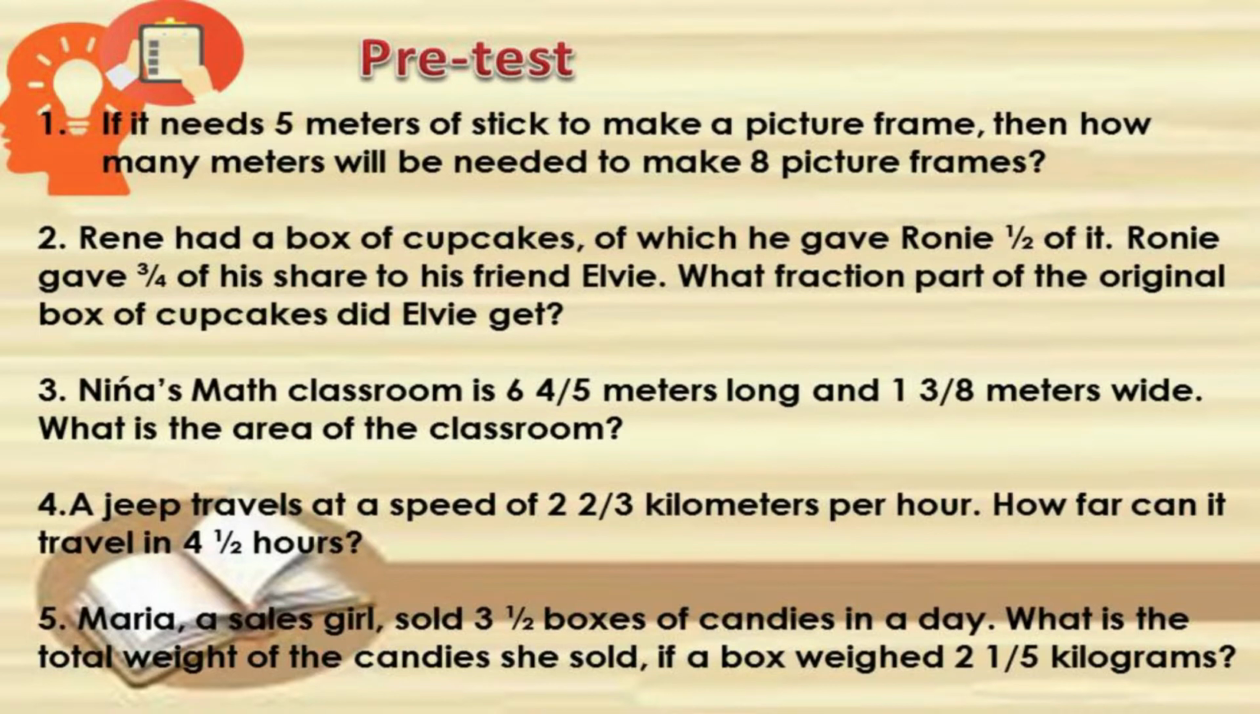For question number 4, a jeep travels at a speed of 2 2/3 kilometers per hour. How far can it travel in 4 1/2 hours? For question number 5, Maria, a salesgirl, sold 3 1/2 boxes of candies in a day. What is the total weight of the candies she sold if a box weighed 2 1/5 kilograms? Okay, you may start answering your modules.